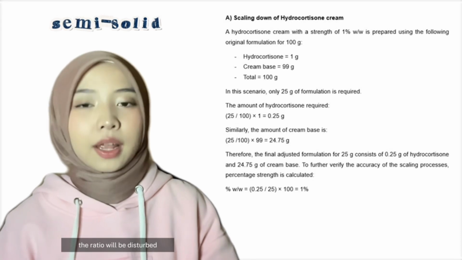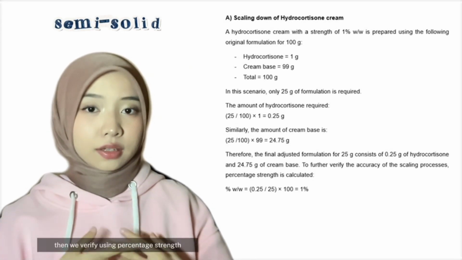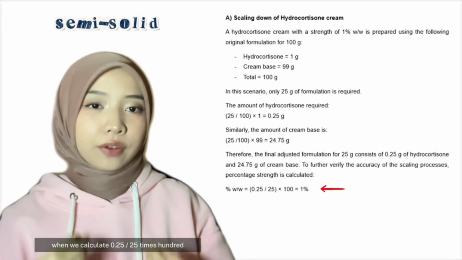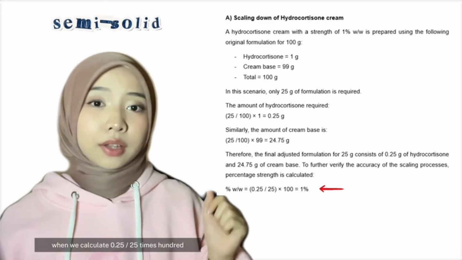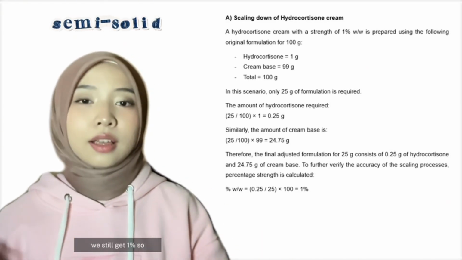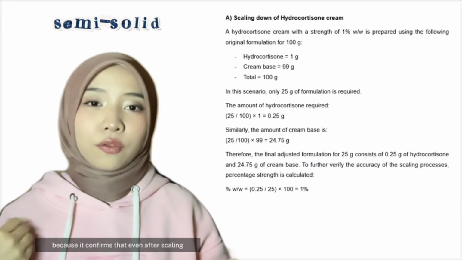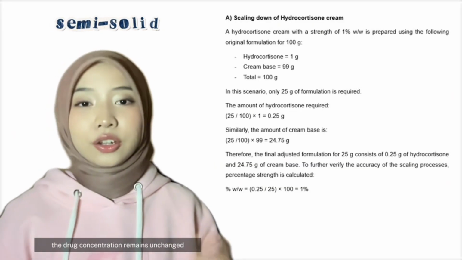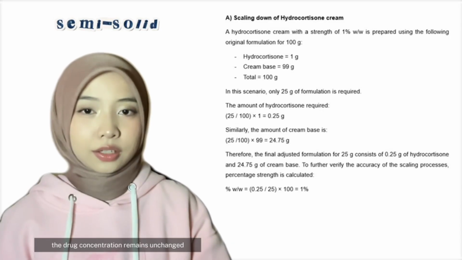We will repeat the same step for the cream base because if we only adjust one ingredient, the ratio will be disturbed. Then we verify using percentage strength. When we calculate 0.5 divided by 25 times 100, we still get 1%. So this step is very important because it confirms that even after scaling, the drug concentration remains unchanged.